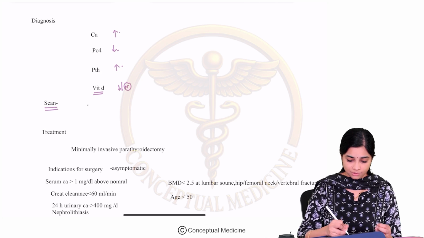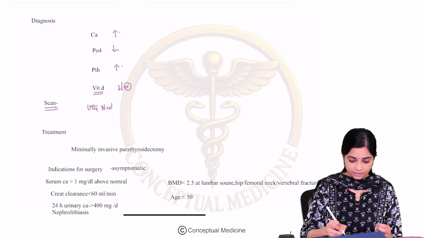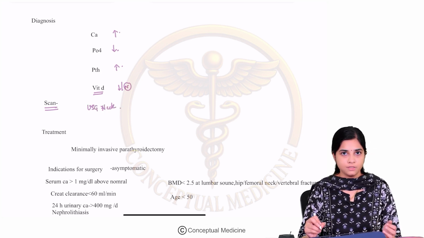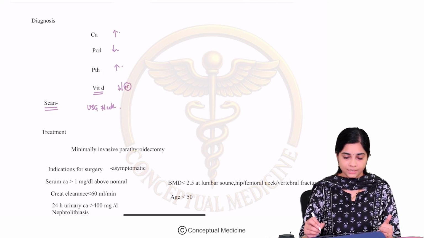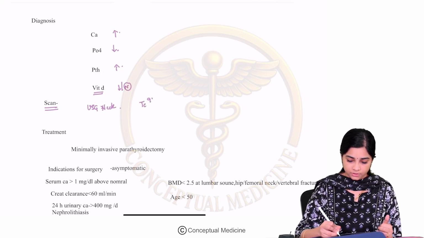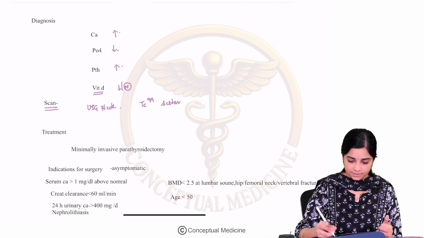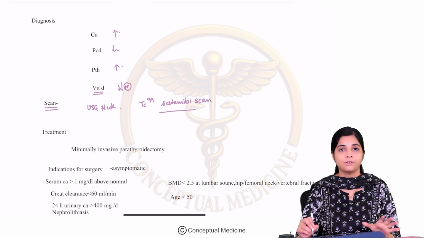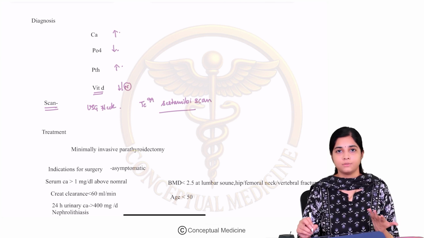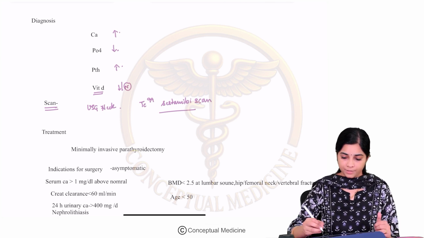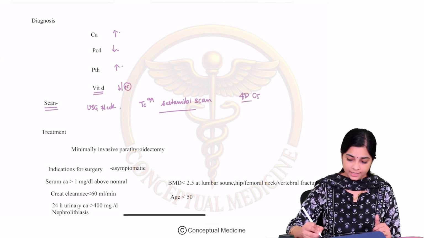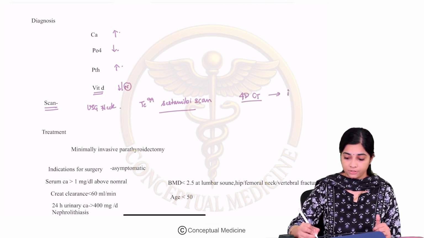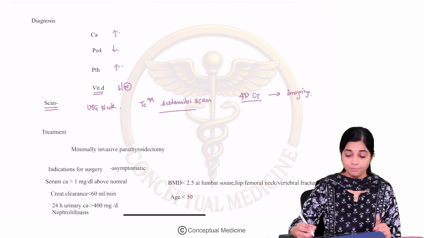For the scans, you can do an ultrasound of the neck and you can see an adenoma if it is possible. Apart from that, a specific scan that we use is the technetium-99 sestamibi scan. The technetium-99 sestamibi scan is a very important scan which can be used to find out if parathyroid abnormalities, including adenoma, are there or not. Apart from that, you can use 4D CT, and this can help especially in imaging of the vasculature.